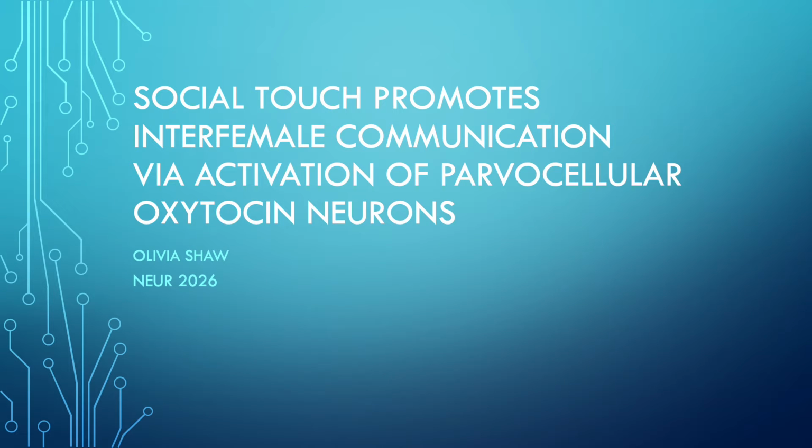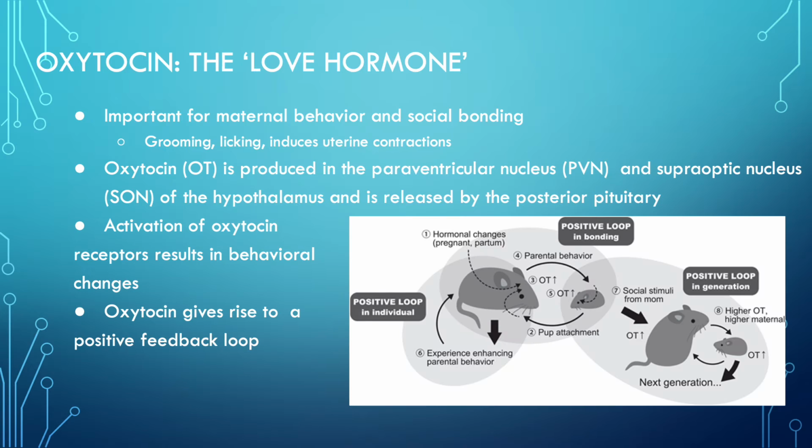Social touch promotes interfemale communication via activation of parvocellular oxytocin neurons. Oxytocin, the love hormone. Oxytocin is important for maternal behavior and social bonding.